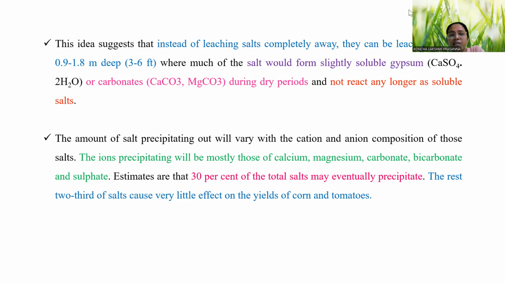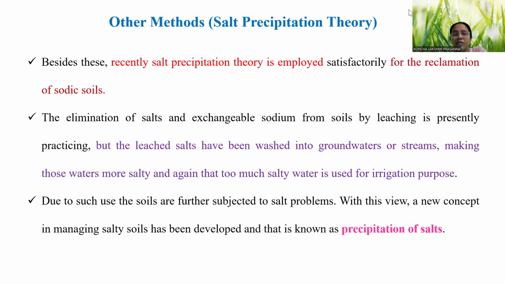It is estimated that 30% of the salts may eventually precipitate, and the rest, 2/3 of the salt, will have very little effect on crop growth, on the yields of corn and tomato. So this is regarding the salt precipitation theory.